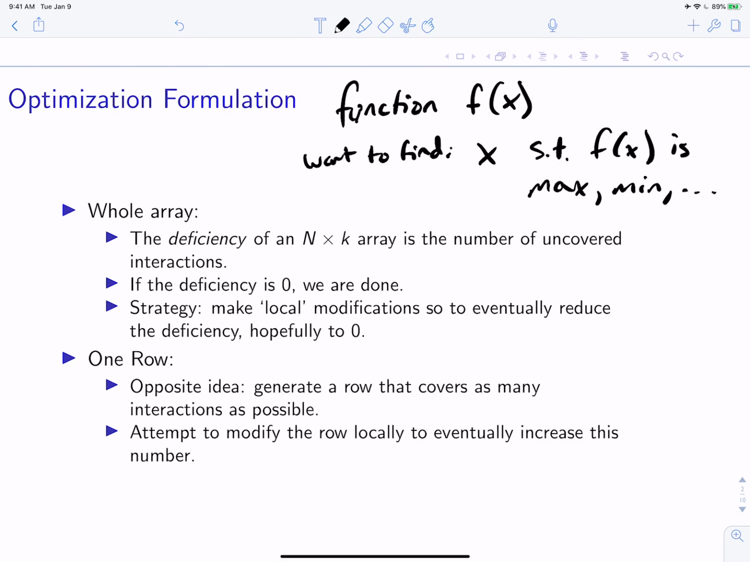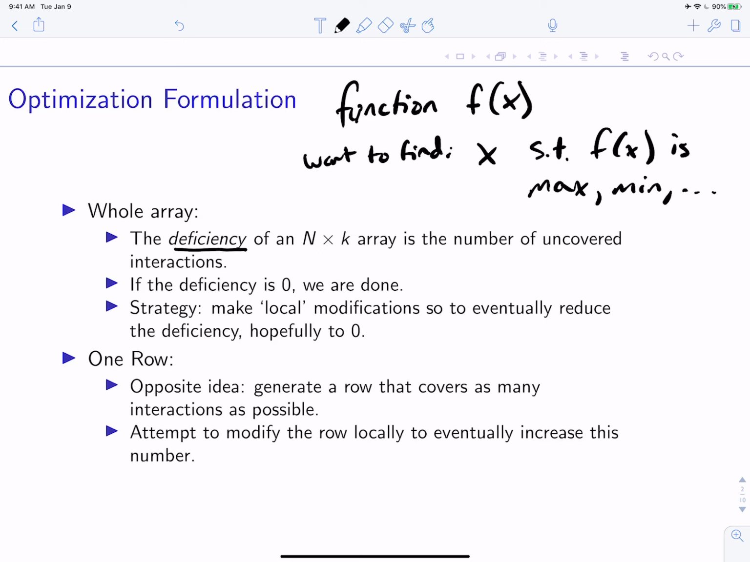In the context of what we're doing, we have an array, and it may or may not be a covering array. One function you may want to optimize is to look at the number of interactions that are not covered by this array. If that number of not covered interactions is 0, then you have a covering array on your hands. But if you have some interactions left uncovered, then it's not optimal necessarily. So what we're going to define here is what is called the deficiency. It's the number of uncovered interactions. If you have 0 of them, you're done.